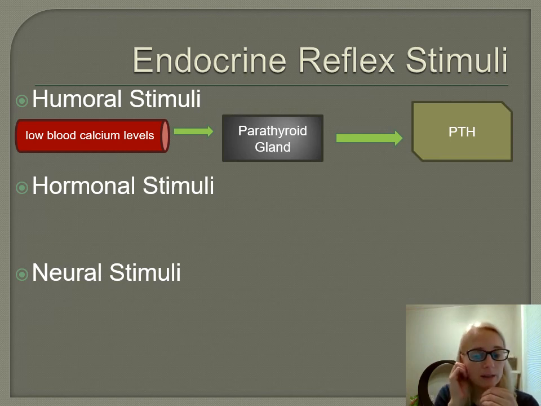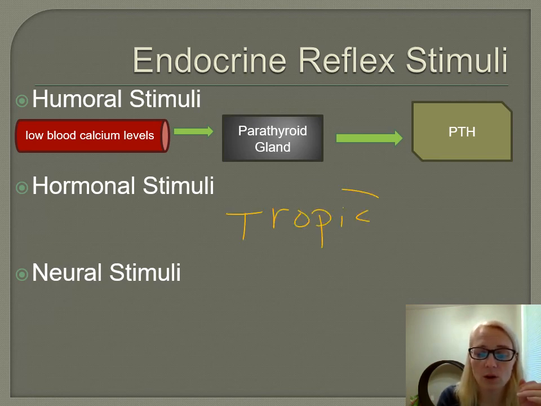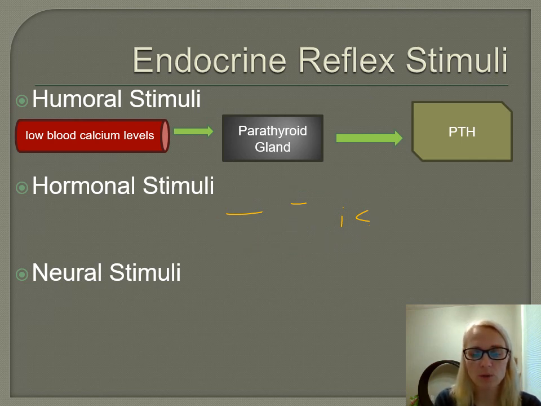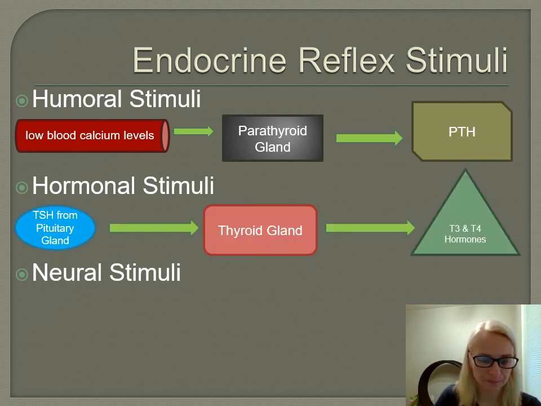And before I click the next thing, there's a word that goes along with this called tropic. I know it looks like tropic, but it's a long O. Tropic. So a tropic hormone is one that is released by the arrival of another hormone, which is basically the definition of hormonal stimuli. So when we go through all of the different hormones, I'll try to point out which ones are humoral, which ones are hormonal, and which ones are neural.